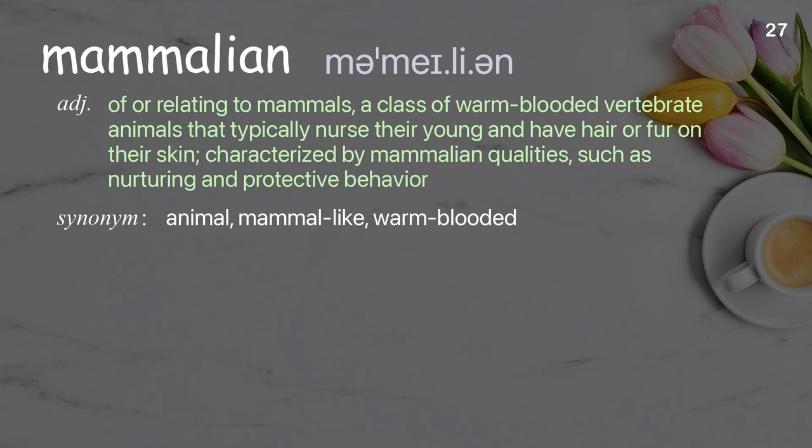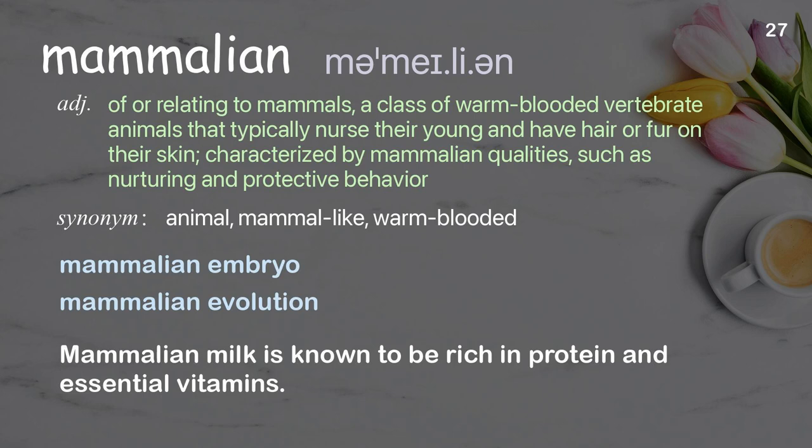Mammalian. Of or relating to mammals, a class of warm-blooded vertebrate animals that typically nurse their young and have hair or fur on their skin, characterized by mammalian qualities, such as nurturing and protective behavior. Examples: mammalian embryo, mammalian evolution. Mammalian milk is known to be rich in protein and essential vitamins.